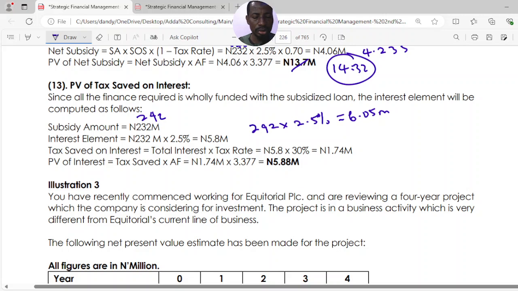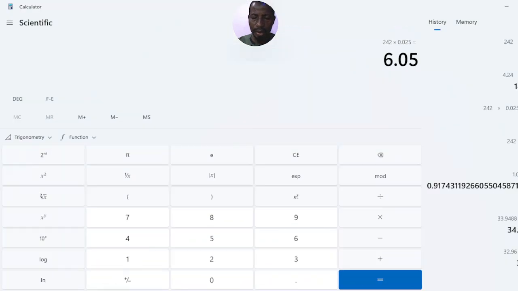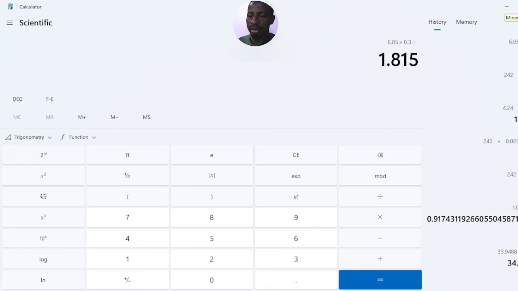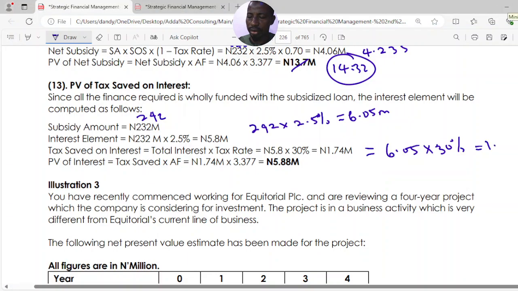Then the next thing we need to do is to calculate the tax saved on the interest, which is total interest multiplied by the company tax rate. Therefore, equal to 6.05 multiplied by a tax rate of 30%. So this will give us what? Multiply by 0.3. That's 1.815. There is 1.815.